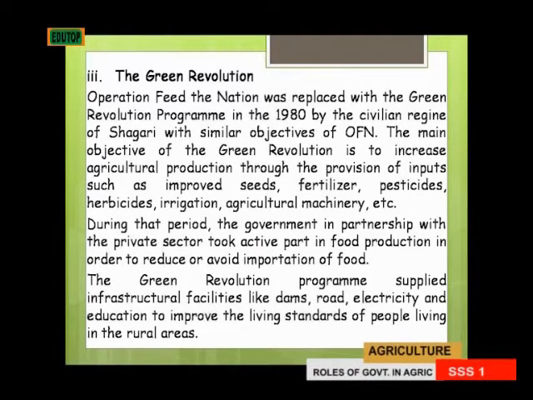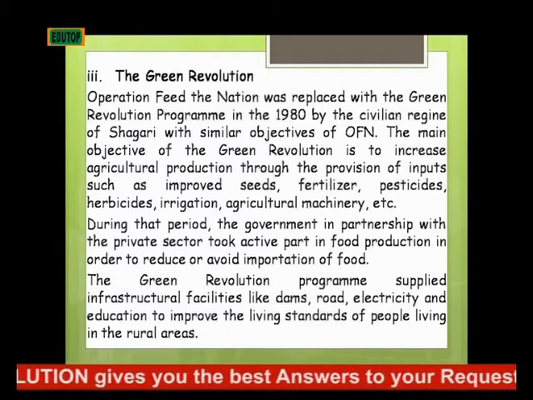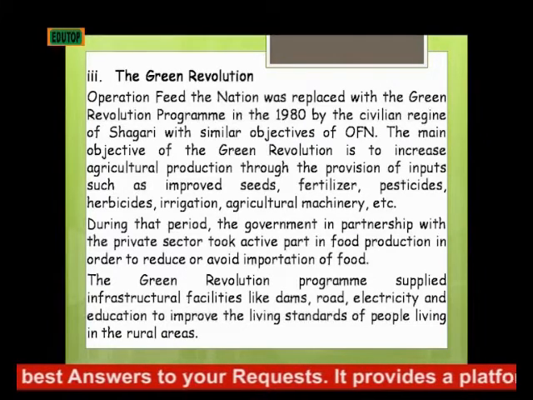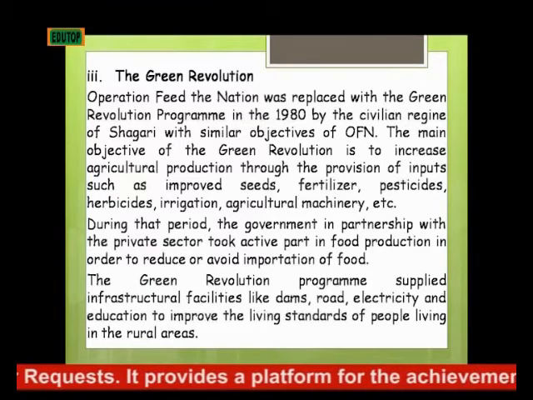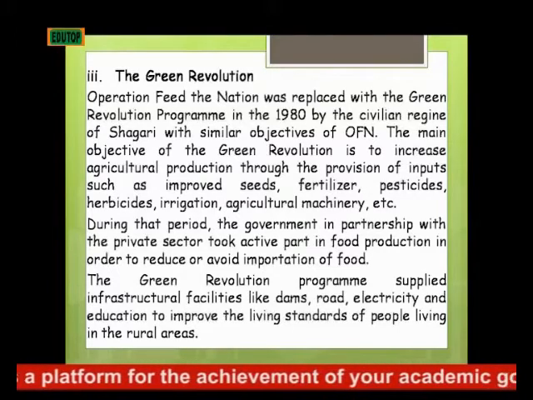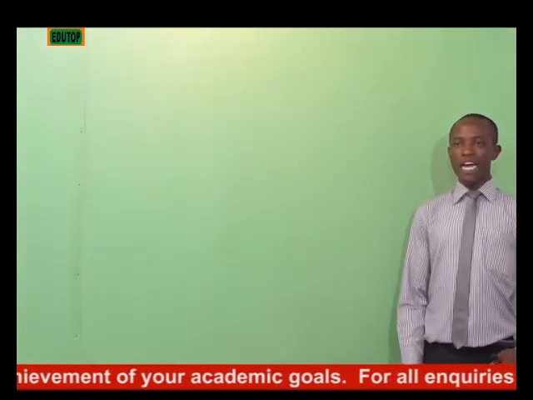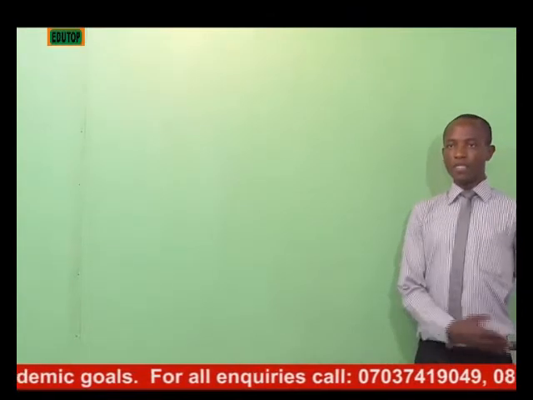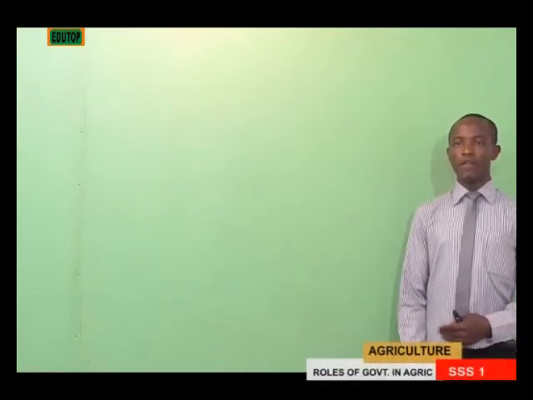That is, what the Shagari regime actually did was just a facelift of what Operation Feed the Nation did, because there was a change in the regime. So instead of continuing Operation Feed the Nation, maybe due to some lapses, he brought about the Green Revolution. He adopted the Operation Feed the Nation policies, brought them in, and modified them, adding some things to them, so as to have a better policy and program.